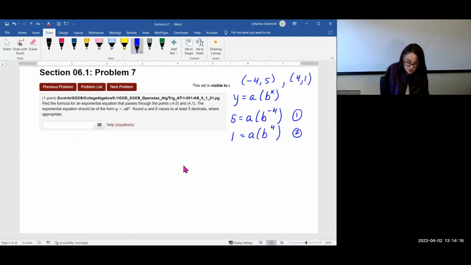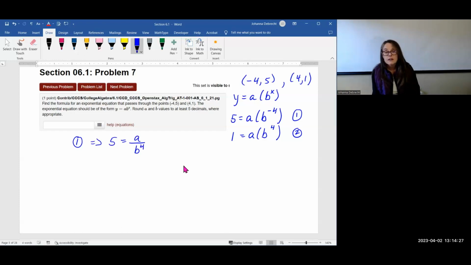So the first thing I'm going to do is take equation 1 and rewrite this as 5 equals a divided by b to the 4th. Remember, a negative exponent changes position. It's written in the numerator, so it changes to the denominator now with a positive power. Now I can take this and solve for a. And notice I'm not putting equals in between the equations, I'm putting arrows. When you rewrite the entire equation, put arrows in between, not equals. And then this gives me a equals 5b to the 4th, right? I'm going to call this one equation 3.